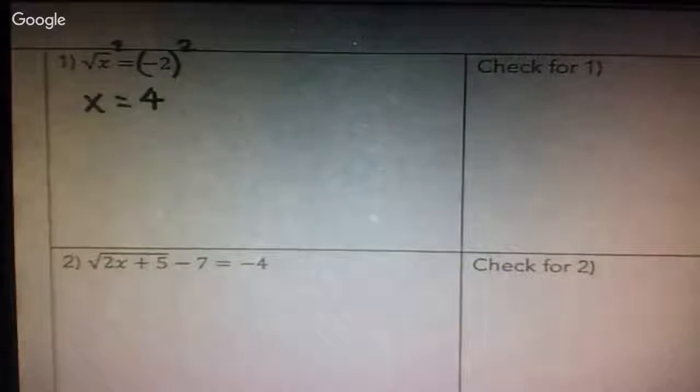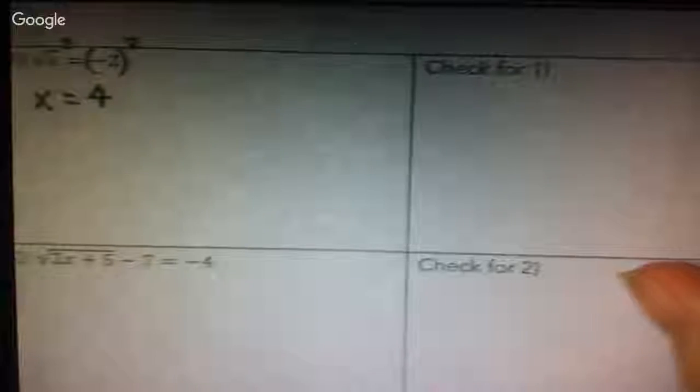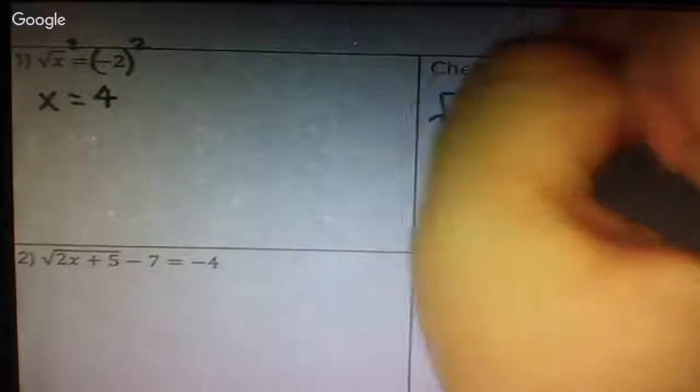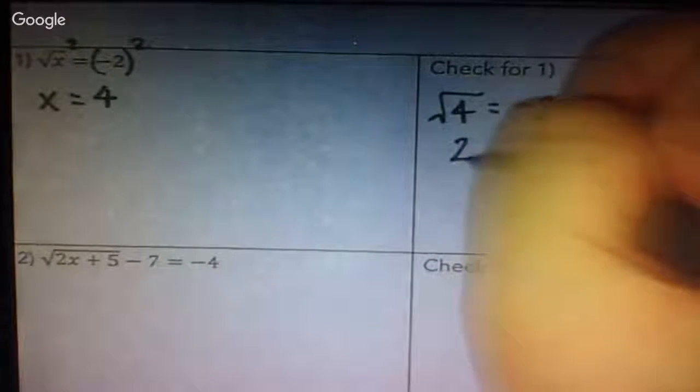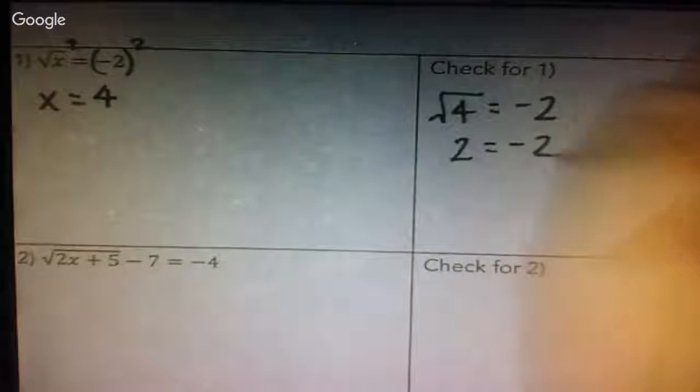That's the answer. Does it work? We check it. So the square root of 4 equals -2. 2 equals -2.